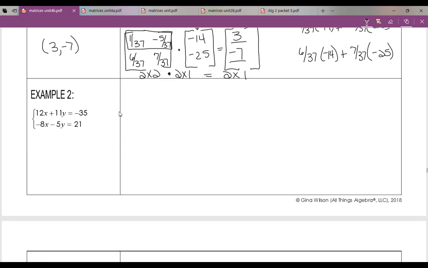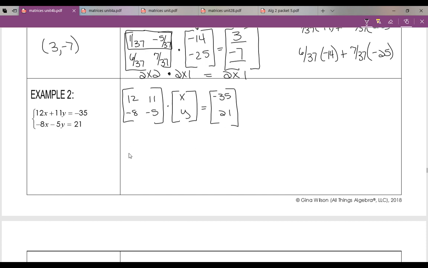All right, so for example number 2, first thing, we set up the problem. Coefficient matrix times the variable matrix equals the constant matrix. So I'm going to take the inverse, multiply it by the constant matrix, and that will give me, so inverse times constant matrix equals the variable matrix.